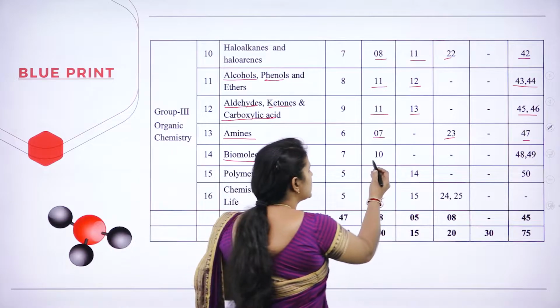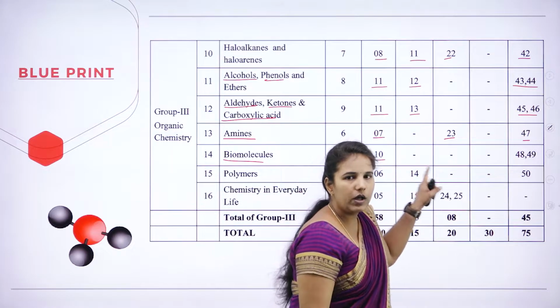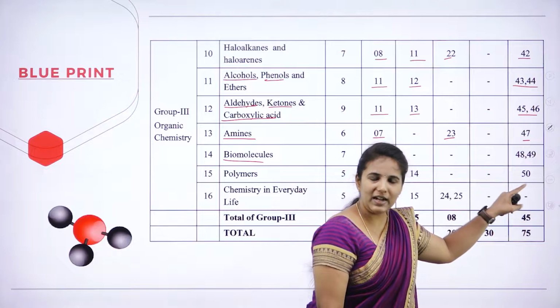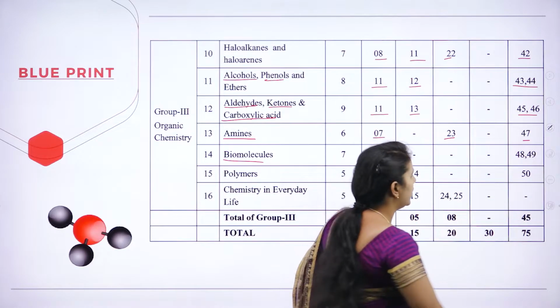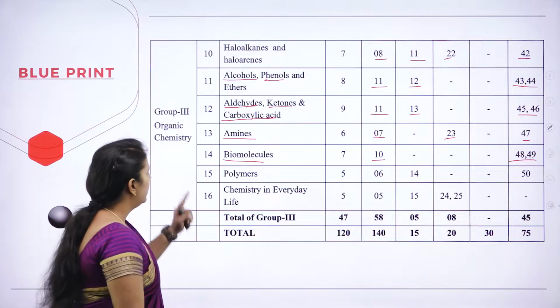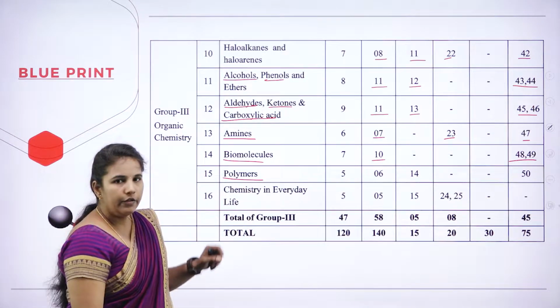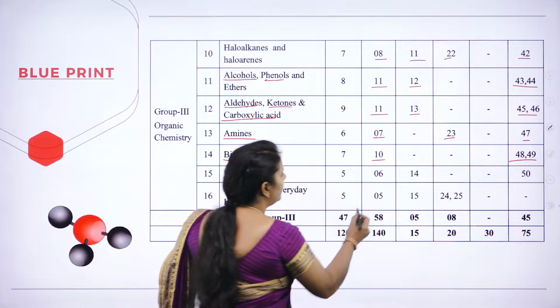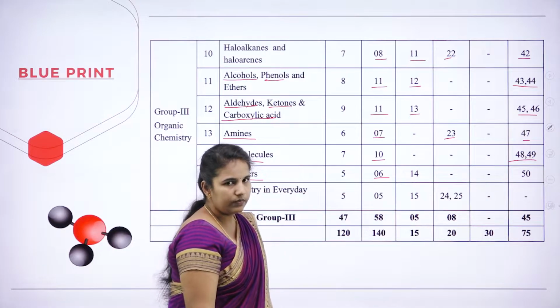From this unit, we can expect 10 marks. There is no 1 mark, 2 mark and 3 mark, but directly we can expect 2 5 mark questions, with question numbers 48 and 49. Coming to polymers, from this unit, we can expect only 6 marks, okay?